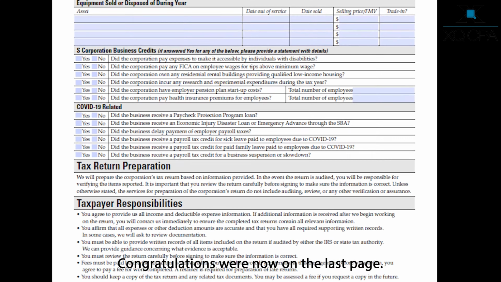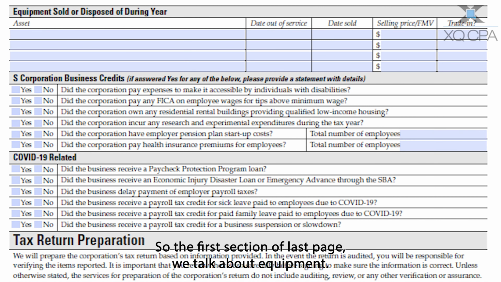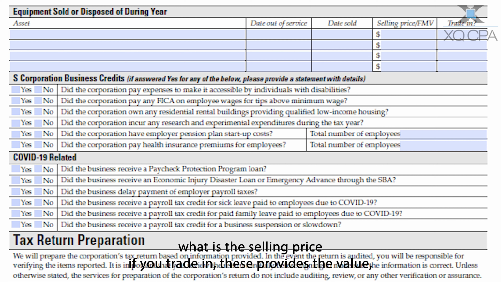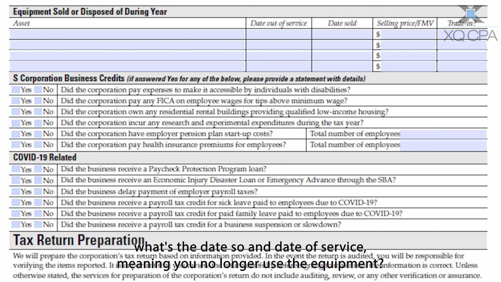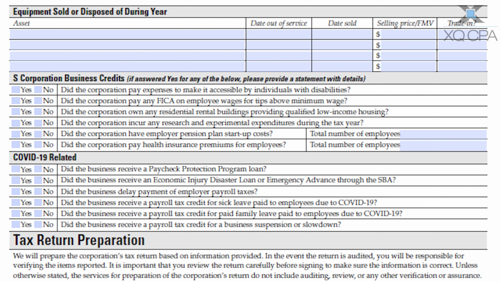Congratulations, we're now on the last page. So the first section of the last page, we talk about equipment sold. Obviously, if you own a business and you purchase business assets, when you dispose of your asset or when you sell your assets to a third party, then you do have to disclose the selling price. If you trade in, please provide us the value, the date sold, and the date out of service, meaning you no longer use the equipment.